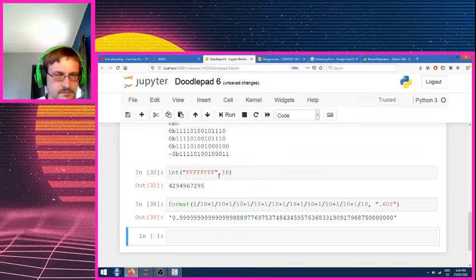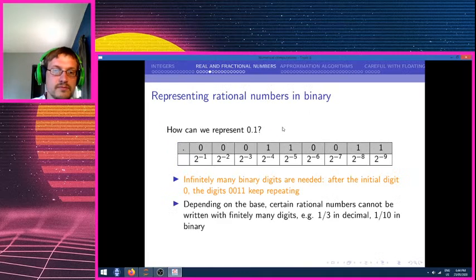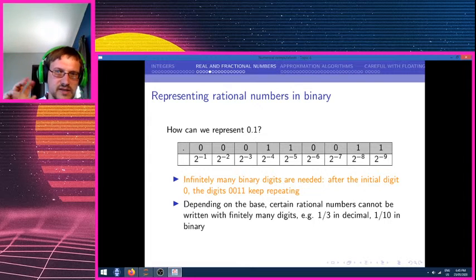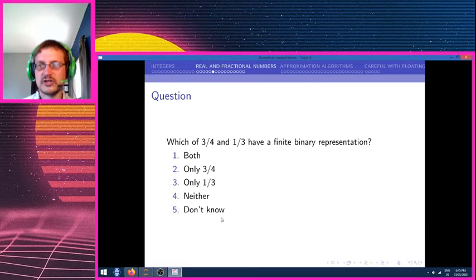Anyway, this is a point that a lot of people have a lot of confusion with normally. It depends on the divisibility of the bases and stuff like that. So here's a question: which of 3/4 and 1/3 have a finite binary representation? Is it 1, both, 2, only 3/4, 3, only 1/3, 4, neither, or 5, you have no idea. Please answer in the chat now.